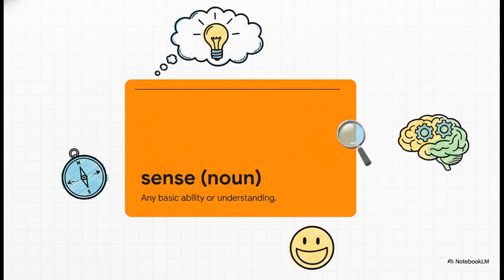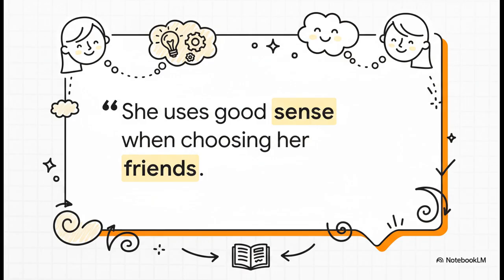Any basic ability or understanding. Like a sense of humor, or a sense of direction, or just good old common sense. And you've probably heard it used exactly like this. She uses good sense when choosing her friends. It's super clear, it's direct, it gets the job done.